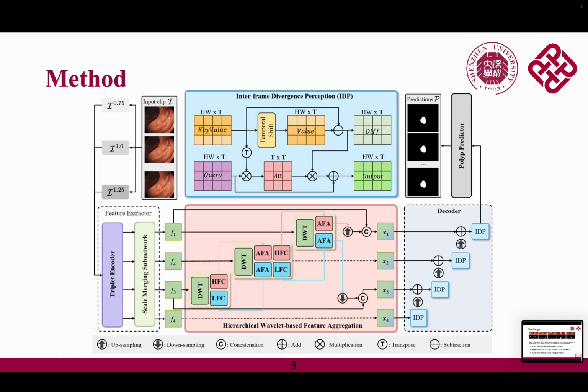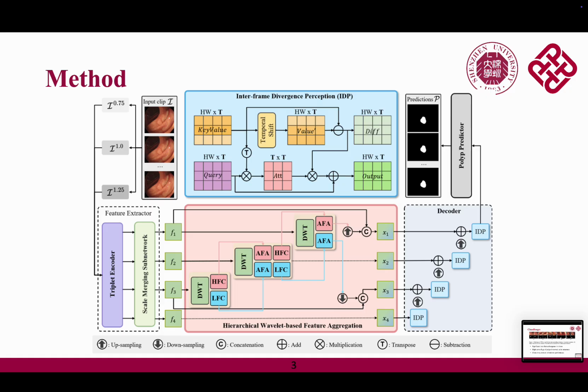Concretely, inside HWFA, the decomposed features are refined by dedicated enhancement units, and then progressively fused from high level to low level through an ascending frequency-guided aggregation process. In the end, the aggregated high-frequency output is injected into the shallow feature to strengthen detailed representation, while the aggregated low-frequency output is fused into the deeper feature to preserve global semantic context.